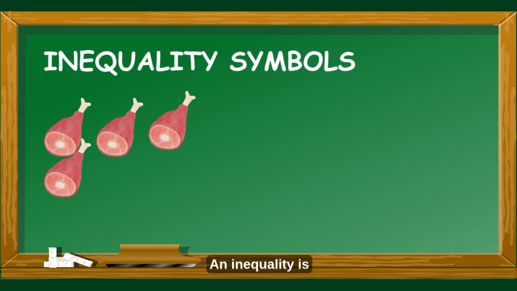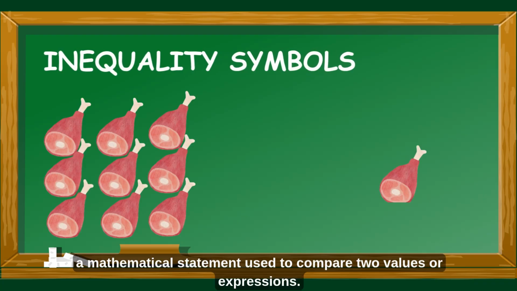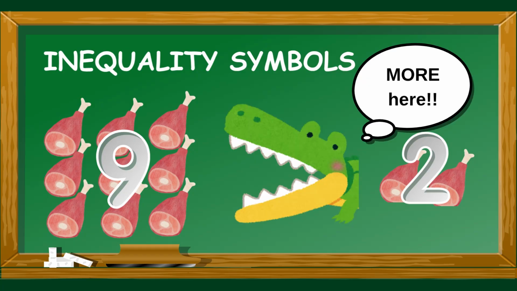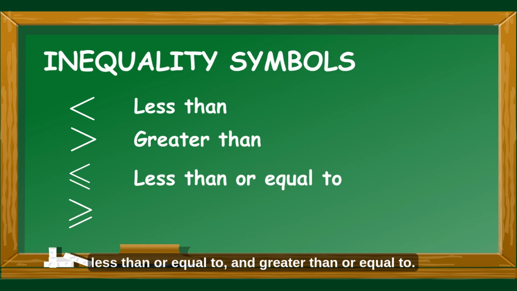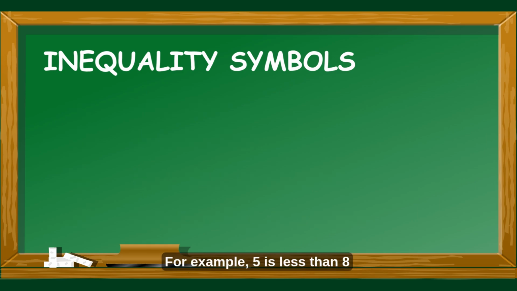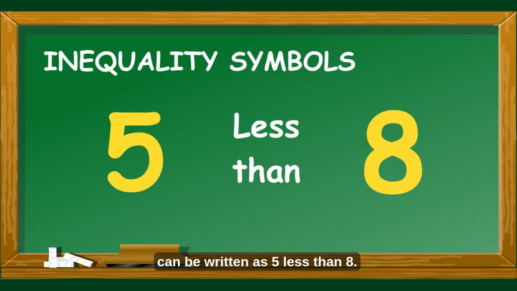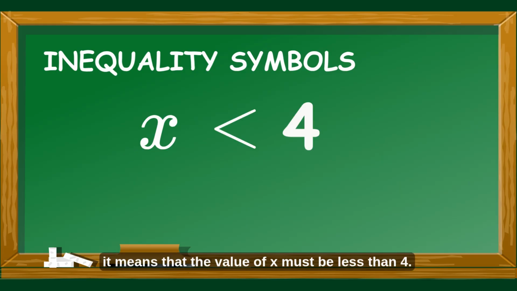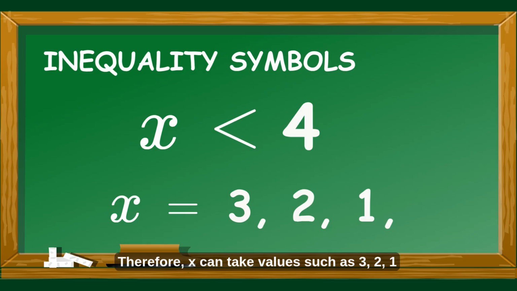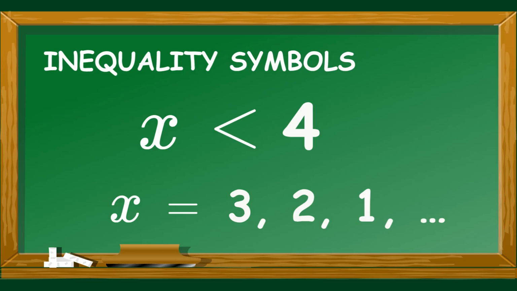An inequality is a mathematical statement used to compare two values or expressions. There are four main inequality symbols: less than, greater than, less than or equal to, and greater than or equal to. For example, 5 is less than 8 can be written as 5 < 8. If we write x < 4, it means that the value of x must be less than 4. Therefore, x can take values such as 3, 2, 1 and so on.